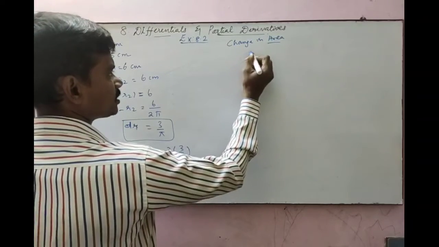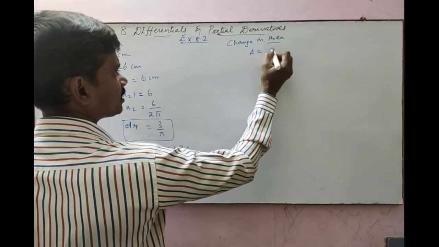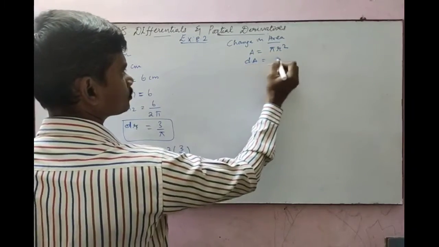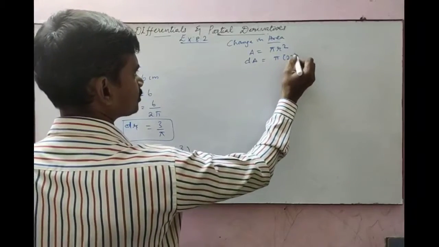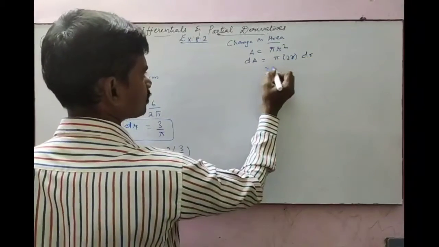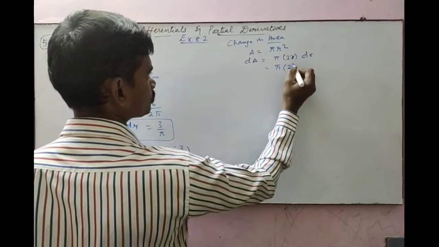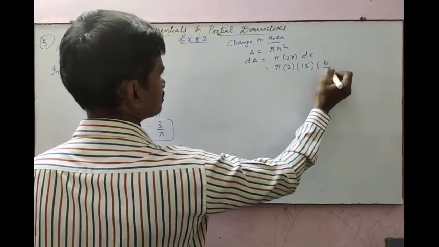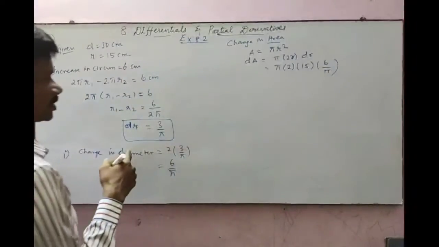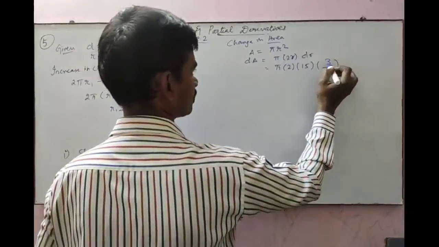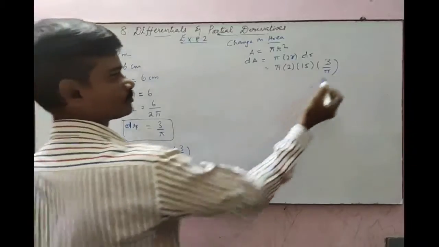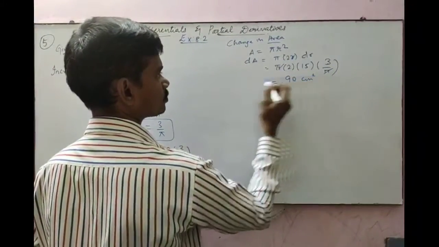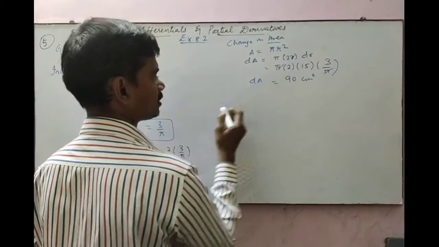So for that, the formula to find the area is pi r square. If you differentiate this, you will get dA equal to pi into 2r into dr. Substitute the values here: pi into 2 into r is 15, and dr is 3 by pi. So pi gets cancelled. You will get 90 centimeter square. So this is the change in area.